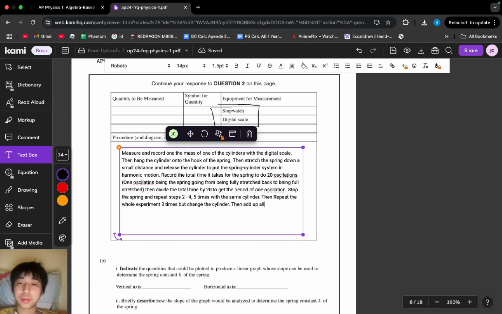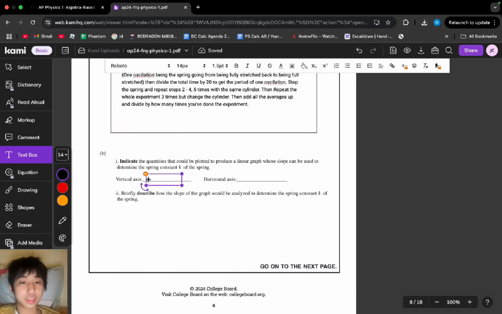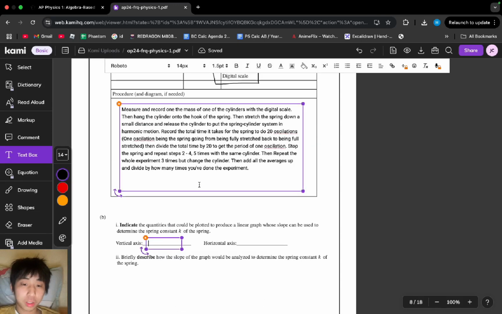I don't want to yap that much, but you can just say that. This is going way too far, but let me just finish it. Then add all the averages up and divide by the amount of times you've done it. I don't want to count how many times we're going to do it. We probably did this like 15-ish times, 20 oscillations. So who knows? Divide by how many times you've done experiments. Basically, you're still going to probably get the same number, but doing it multiple times with different masses will give you enough data to tell you if your other experiments were consistent. So now for the vertical axis, we're finding k, right?